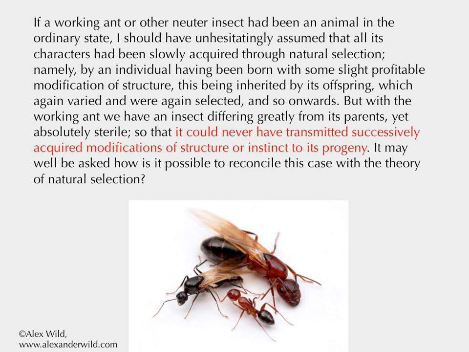Because let's say you have variation in the workers, right? Some workers that are bigger and some workers that are smaller. How do the ants evolve to having bigger workers, if those are adaptive, if the workers themselves have no offspring? Okay, so here's the problem. What I want you to do is break up into groups and start thinking about what the solutions might be. We'll talk about what Darwin thought the solution was.